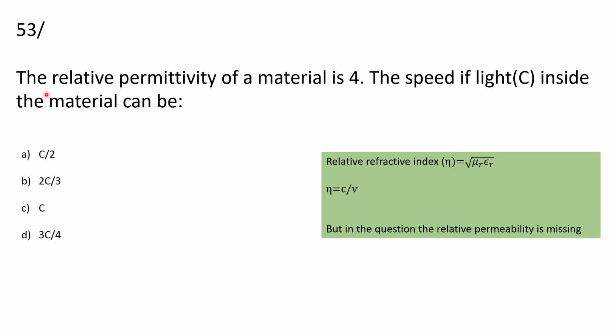Then the relative permittivity of a material is 4. The speed of light c inside the material can be, and the options are c by 2, 2c by 3, c and 3c by 4. So in the question it has been given the relative permittivity, but we know that the refractive index is given by root mu_r epsilon_r. Here mu_r is the relative permeability, and this data is missing in the question.